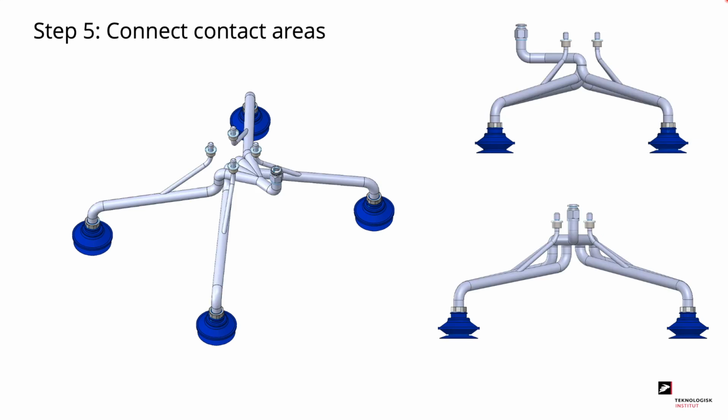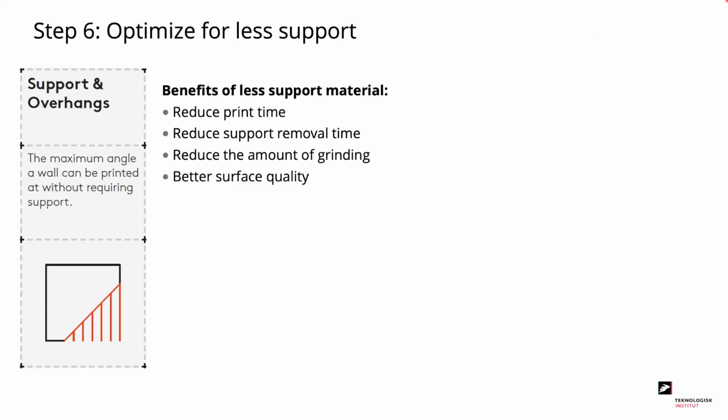Here we've made a sketch of the connection between the different contact areas, and now we can start to add some volume to these areas. It could look something like the drawing we see here, with round tubes connecting the contact areas. And we could actually just print it like this. But since we're printing with the SLM technology, we have to account for support material.